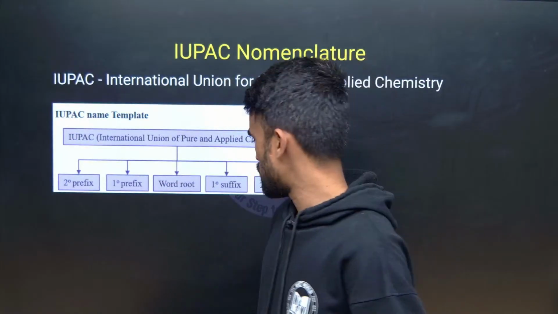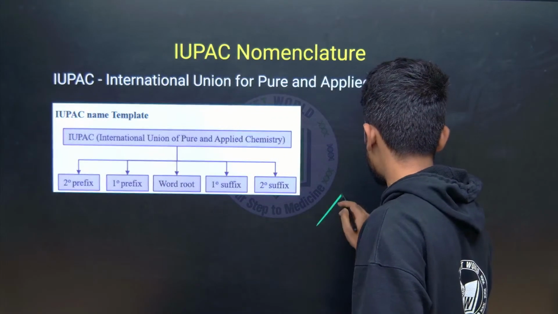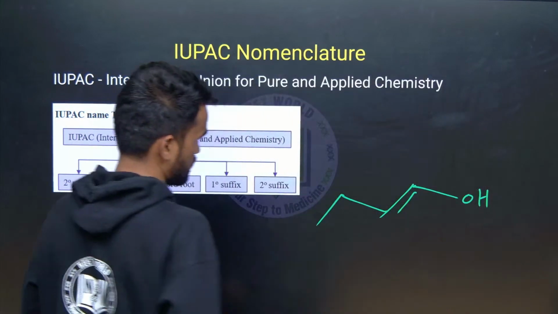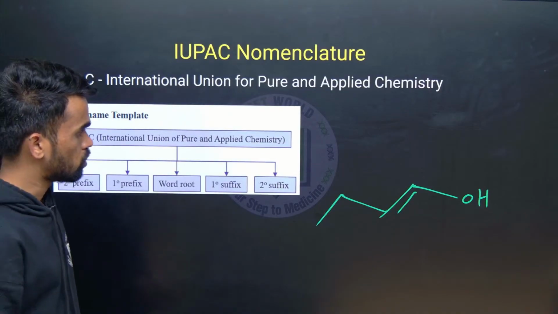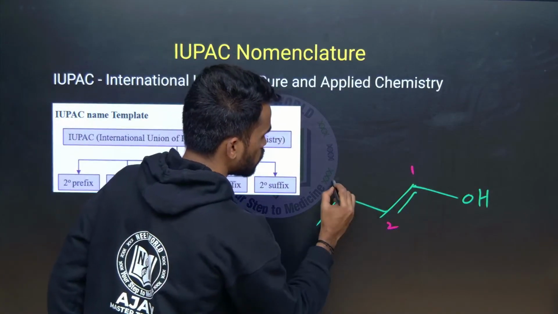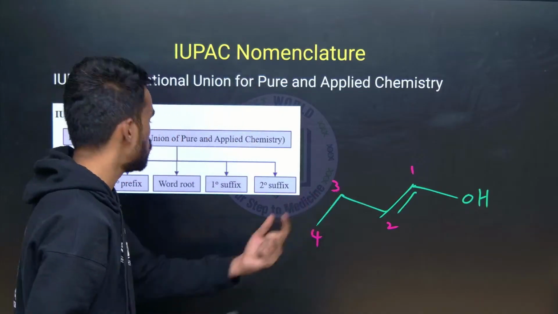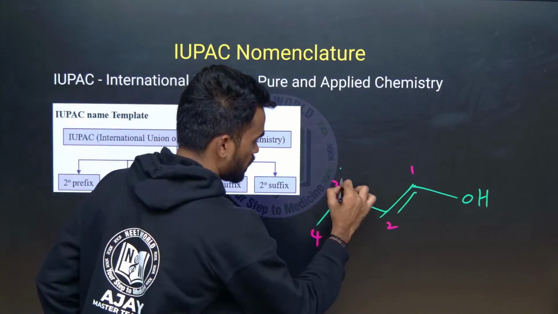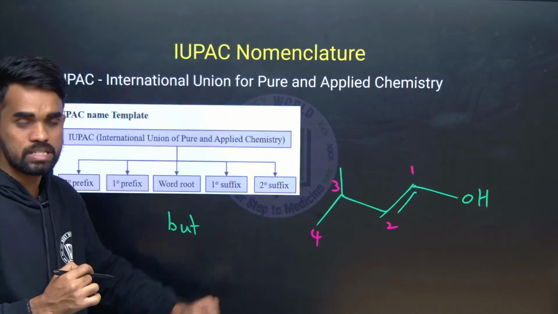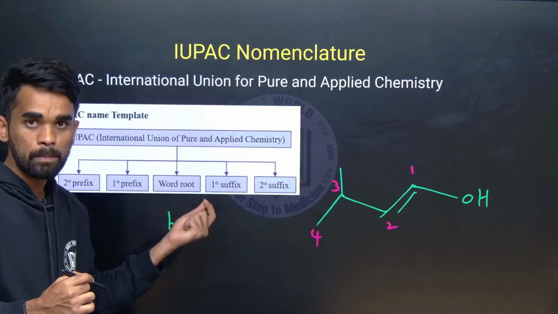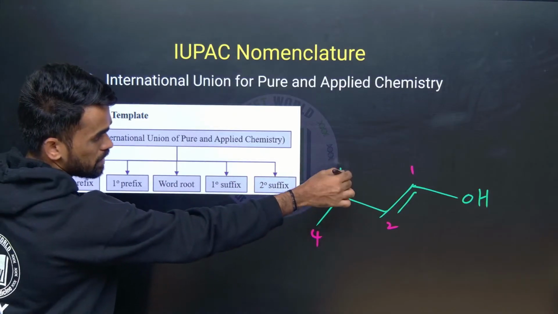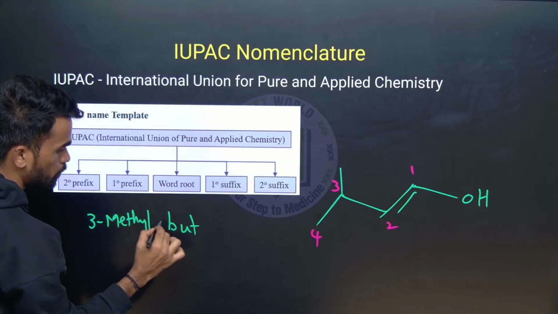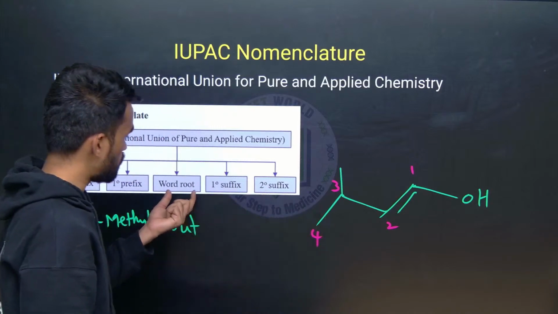With one example we can revise yesterday's class. See, we have something like this. How can we name it? Here how many carbons are there? 1, 2, 3, 4 carbons are there. So, our root word is what? Bute. Here, let us put one methyl group. At the third position we have a methyl group now, so that becomes the prefix. What is the position of that methyl group? 3. So, 3-methyl bute.